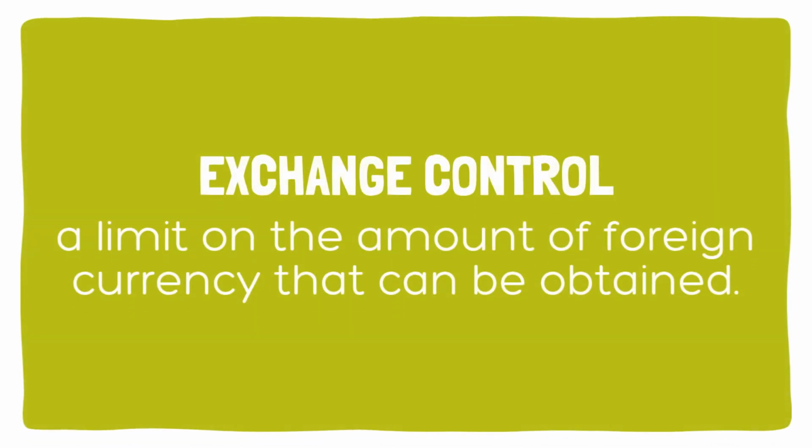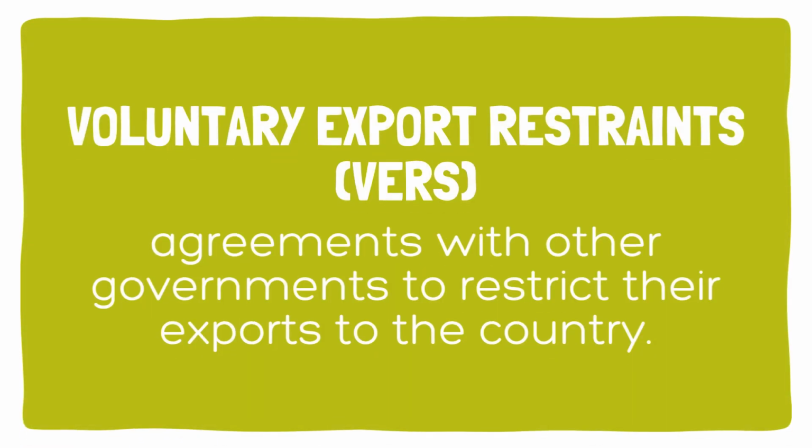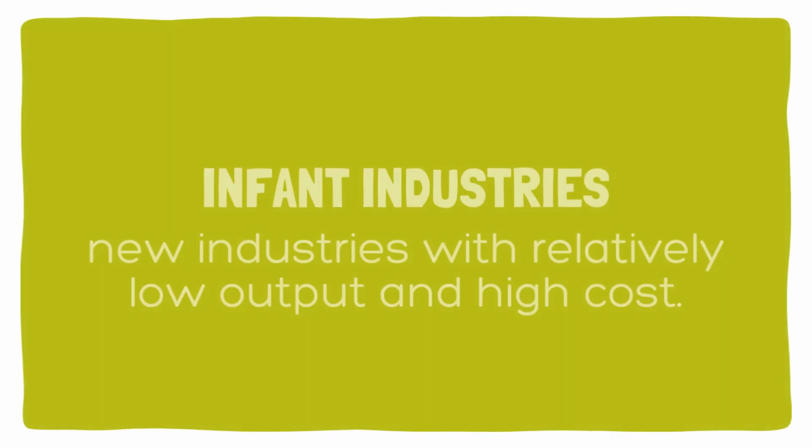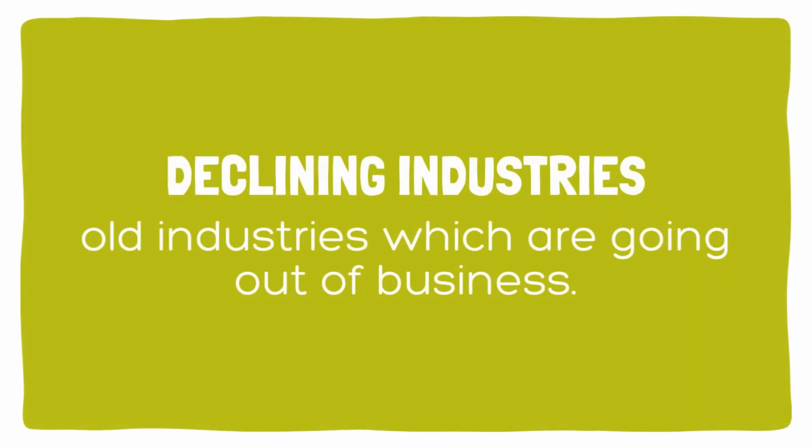Exchange control is a limit on the amount of foreign currency that can be obtained. Voluntary export restraints are agreements with other governments to restrict their exports to the country. Infant industries are new industries with relatively low output and high costs. Declining industries are old industries that are going out of business.